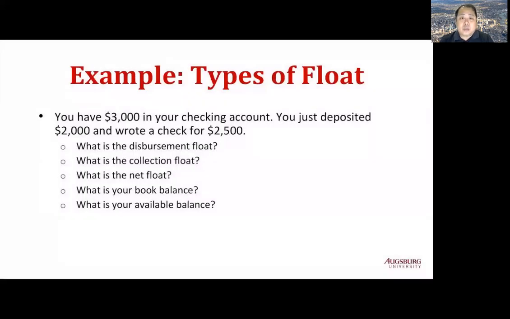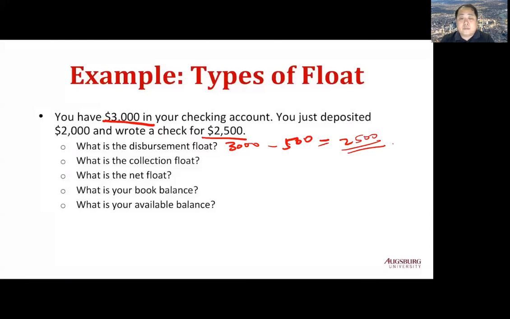Example: you have $3,000 in your checking account. You just deposit $2,000 and you wrote a check for $2,500. What is the disbursement float? Disbursement float occurs when we write a check. Our book balance decreased by $2,500. In the checking account, we have a $3,000 balance until the check is cleared. So disbursement float is 3,000 minus 500, equals 2,500.